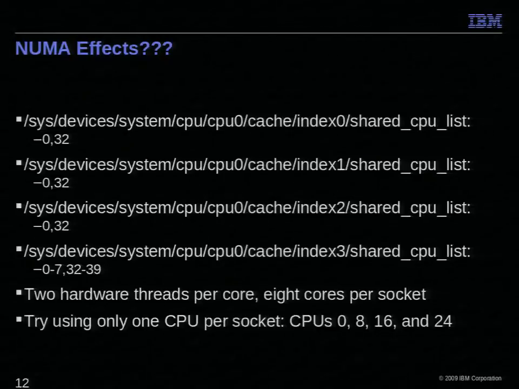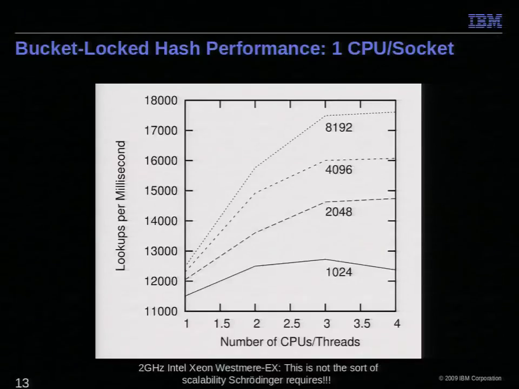So let's try running only 1 CPU per socket and see what happens. Again, we vary the number of hash buckets, 1024, 2048, and so on. At this point, we just have 4 CPUs because we only have 4 sockets. As you can see, it scales a little bit, but not really all that well. We've only got 18,000 up there. Remember before, even with only 1,024 hash buckets, we got up to 50,000, so we were about 3 times as high. This just isn't the kind of scalability Schrodinger wants for his in-memory database. He wants to scale a lot better than this.